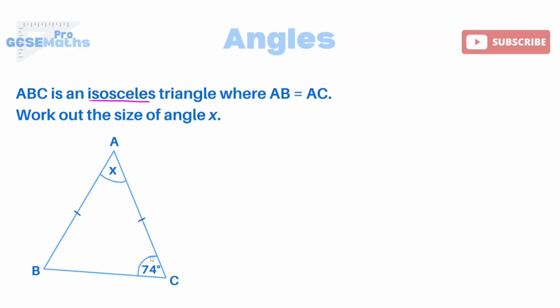So as you can see, we've been given one angle, and then obviously X is another one. If this was just any other triangle, we wouldn't be able to work out what X is because we would need two angles. That's why we have this extra information about it being isosceles.